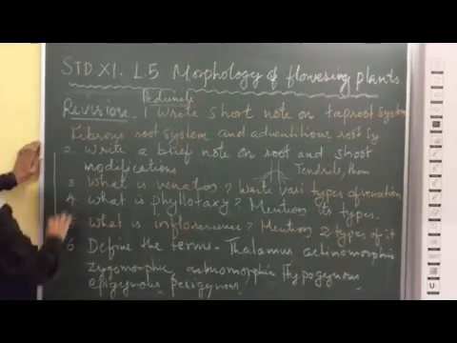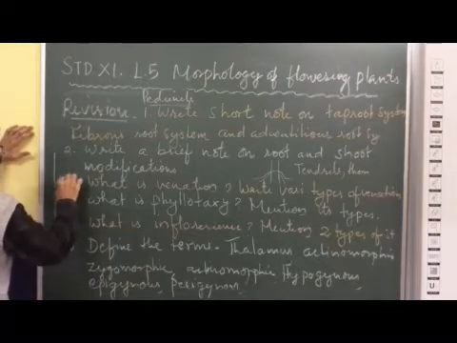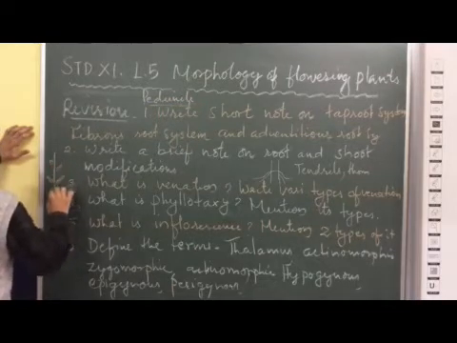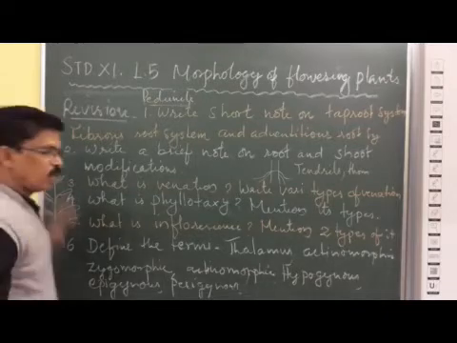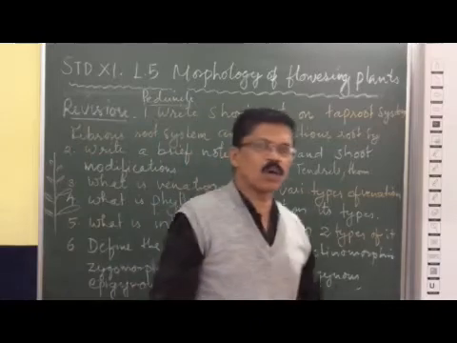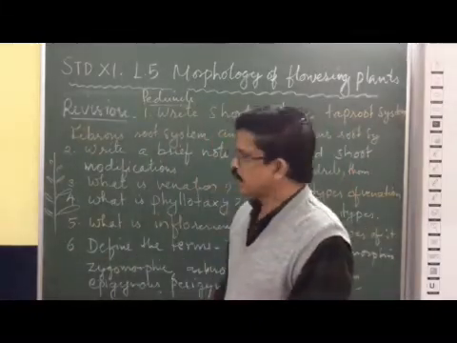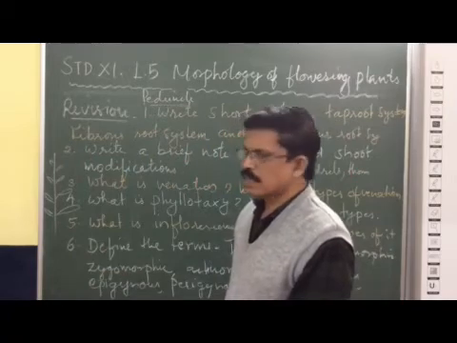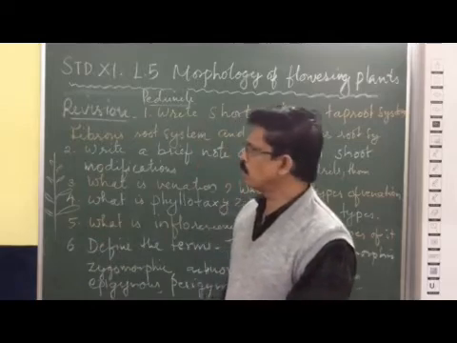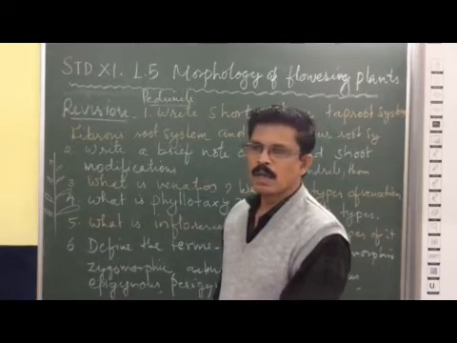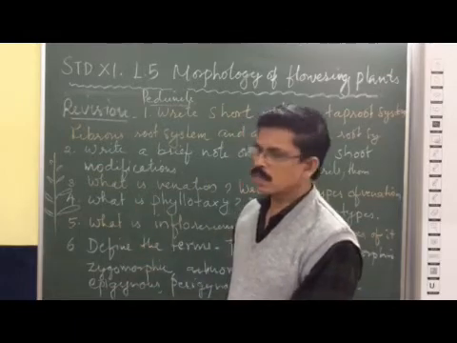You can see this is a peduncle, and in racemose inflorescence, the flowers are arranged on either side of the peduncle in acropetal succession. What is acropetal succession? The older flowers are at the base and the younger flowers are at the top. This arrangement is what we call racemose inflorescence.